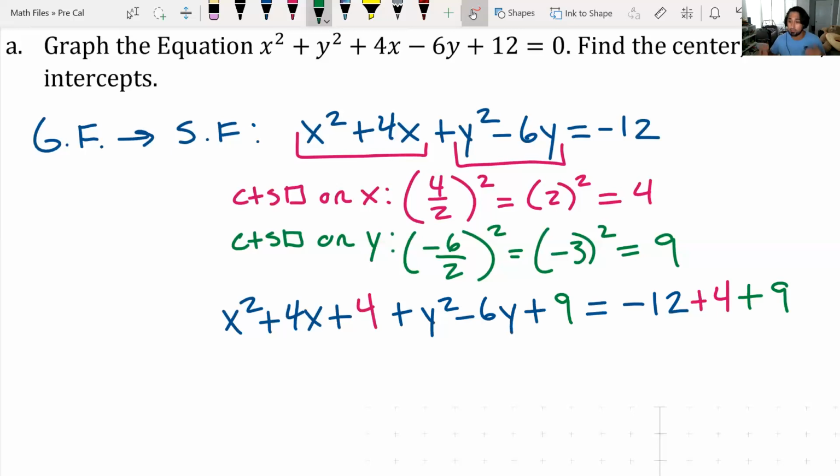Okay, so now, anytime you complete the square, the left side, which is normally a trinomial, will always be factorable, because that becomes a perfect square. So we are going to factor these two perfect square trinomials that we got from the completing the square process.